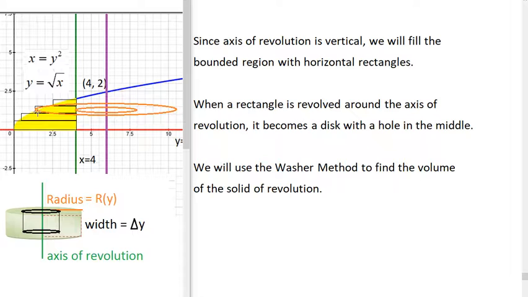And so if we take this rectangle right here, and if we revolve it around the line x equal to 6, then we'll get a disk that looks like this. And so the disk will have a hole in the middle. And so the disk will look something like this.